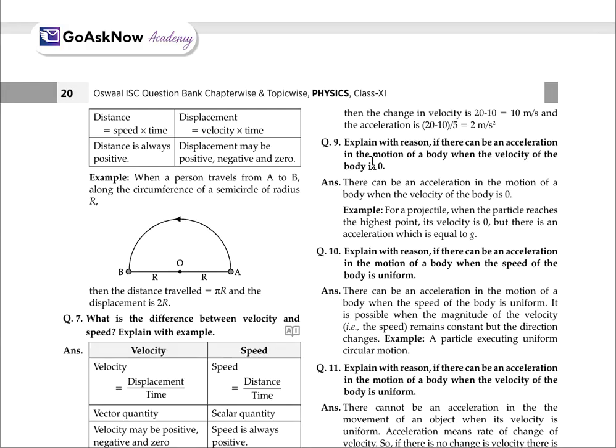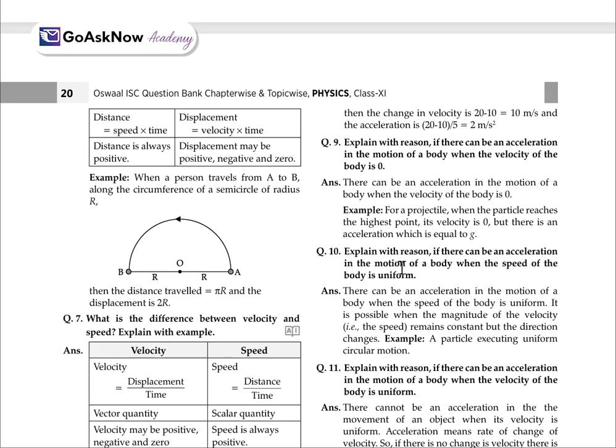Like this, we have some more questions. Explain with reason if there can be acceleration in the motion of a body when the velocity is 0. There can be an acceleration in the motion of the body when the velocity of the body is 0. Like, see, for a projectile when the particle reaches the highest point, the velocity is 0 but there is an acceleration which is equal to g. It means at that time there would be the gravitational force.